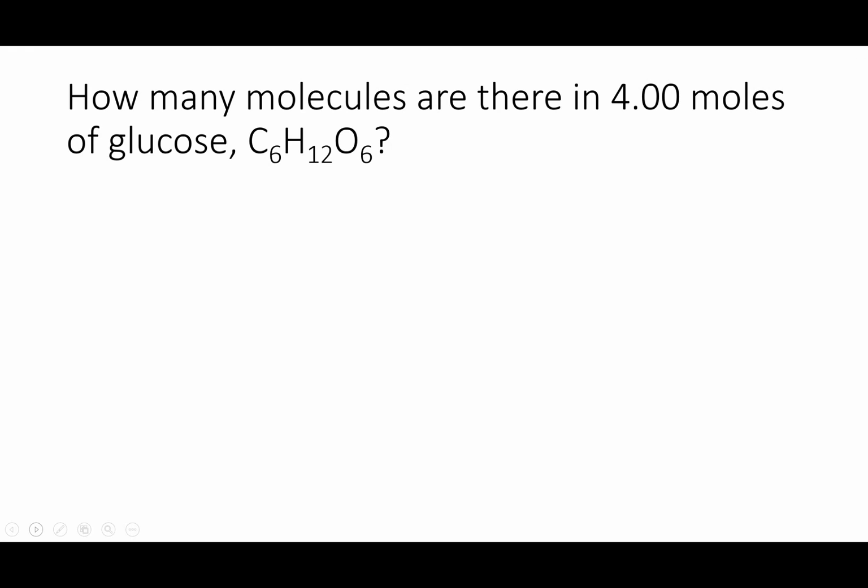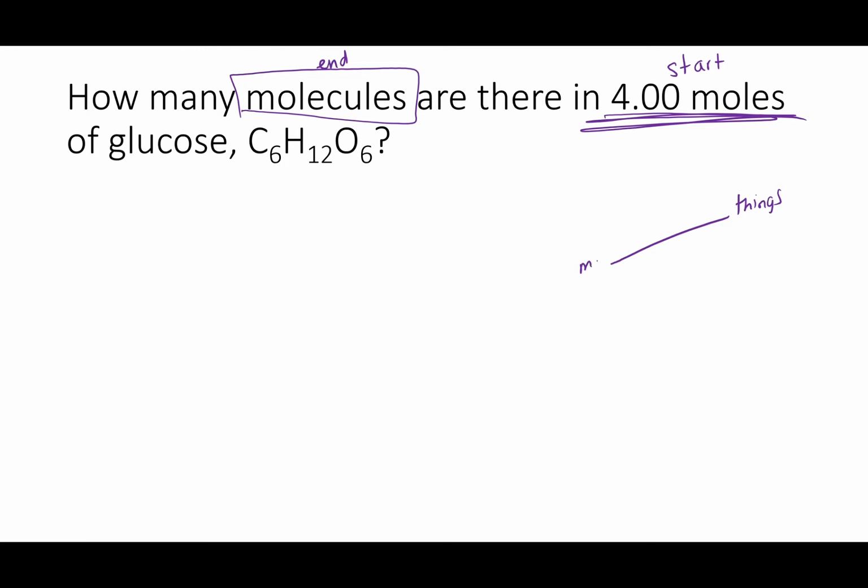How many molecules are there in 4.00 moles of glucose, C6H12O6? So I'm going to underline what I'm given to start with. I have 4.00 moles of glucose to start with, and I'm going to go to molecules. So again, that shows me that I'm here on this section of Mole Island, things and moles, except this time I'm going from moles to things. I'm still using 1 mole equals 6.02 times 10 to the 23rd.